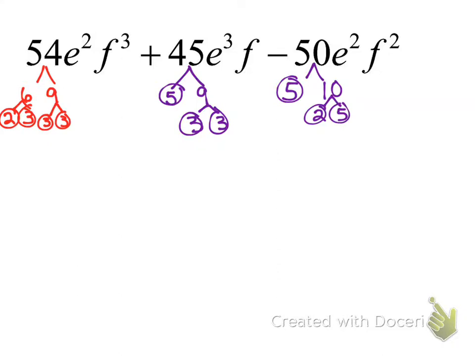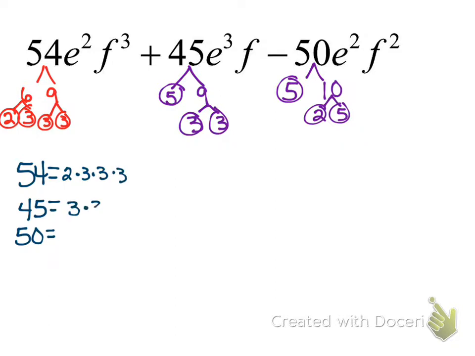Then I come down and I make my list, right? Kind of feel like I'm Santa Claus when I say make your list. Check it twice. Okay, so 54, my prime numbers in order from least to greatest is 2 times 3 times 3 times 3. And for 45, 3 times 3 times 5. And for 50, 2 times 5 times 5.